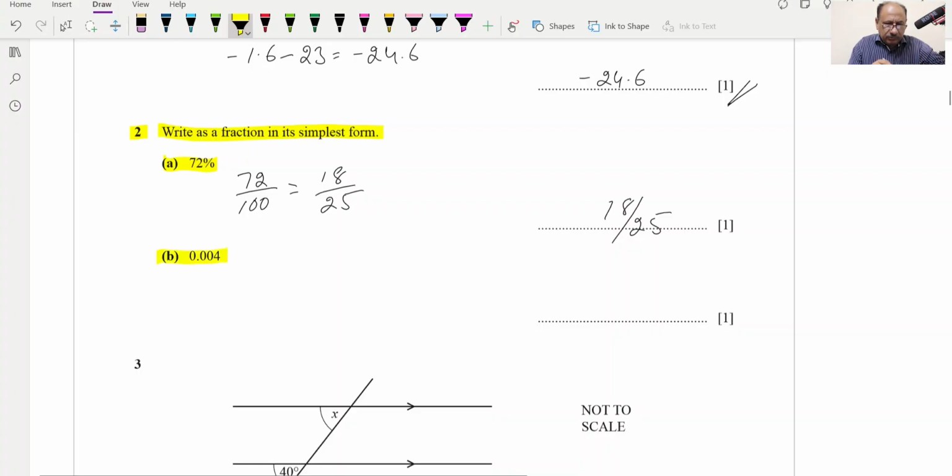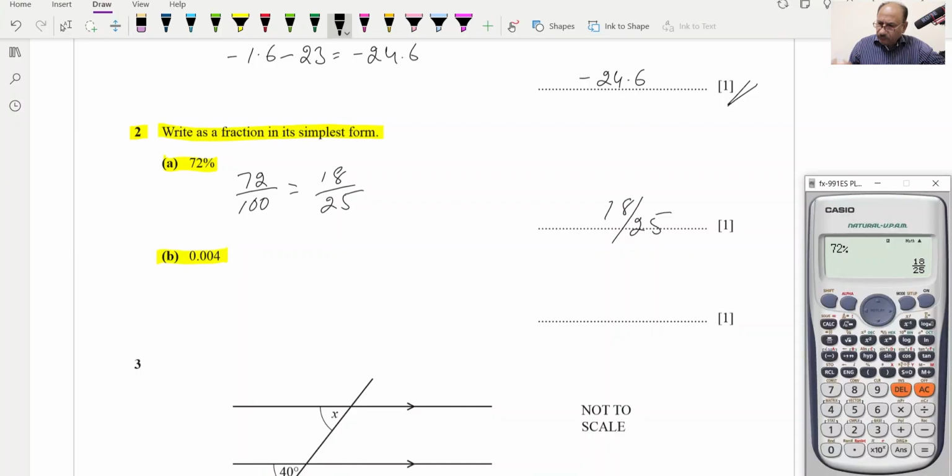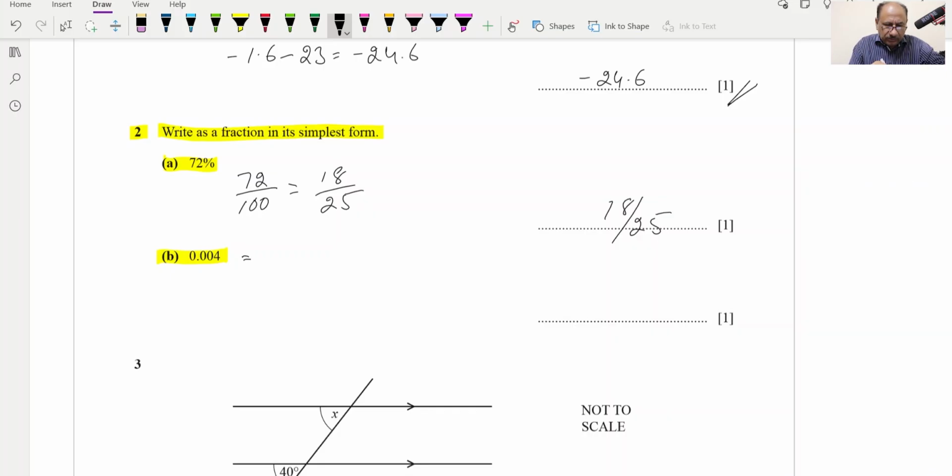And B part, 0.004 we have to write as a fraction. We can write 0.004 and press equal to, we will get 1 over 250, or what we can do, we can write 4 over 1000, and this will be equal to 1 over 250, and this is the simplest form which we are providing, 1 over 250.